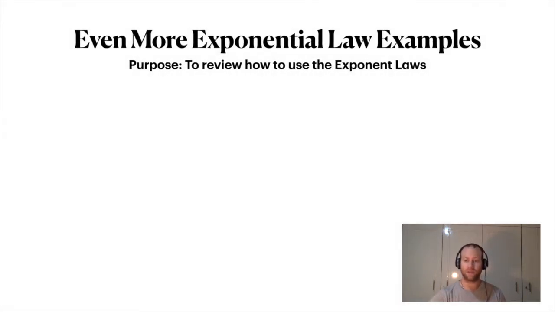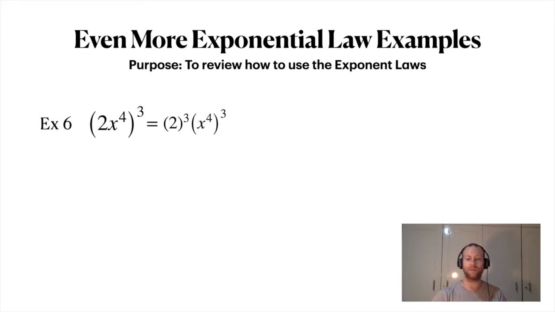Even more exponential laws. So this is the last one we've got. Now we've got 2x to the power of 4 in brackets, all cubed. Because there's brackets, the cubed applies to everything. So I need to apply it to the 2, and I need to apply it to the x to the power of 4. So I need to break it up like this, and then I just apply that. 2 to the power of 3 is 8, and I've got x to the power of 4 to the power of 3. It's a power law. You multiply those together to get 8x to the power of 12.